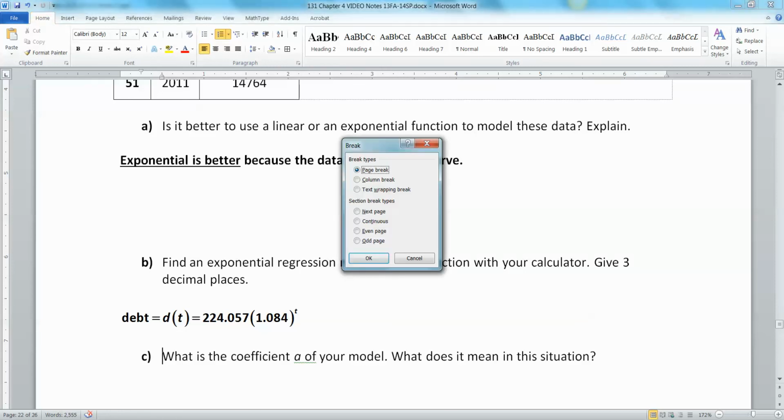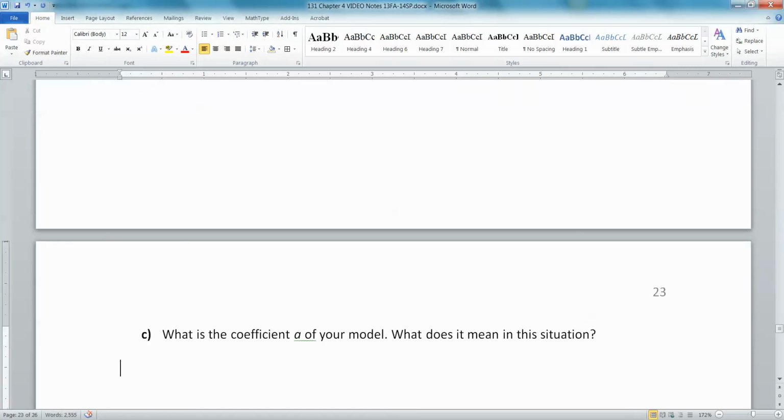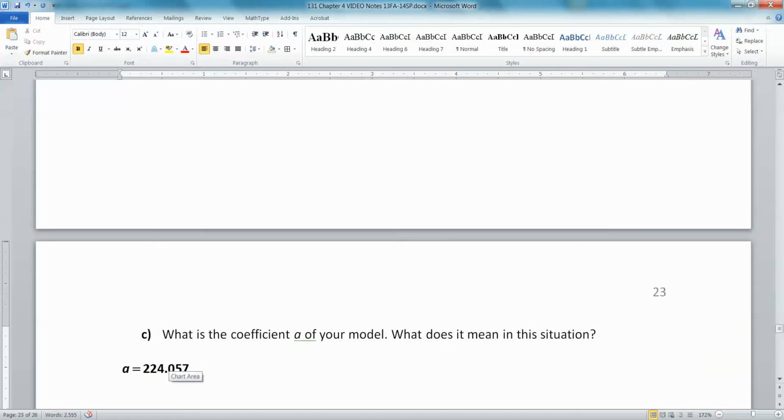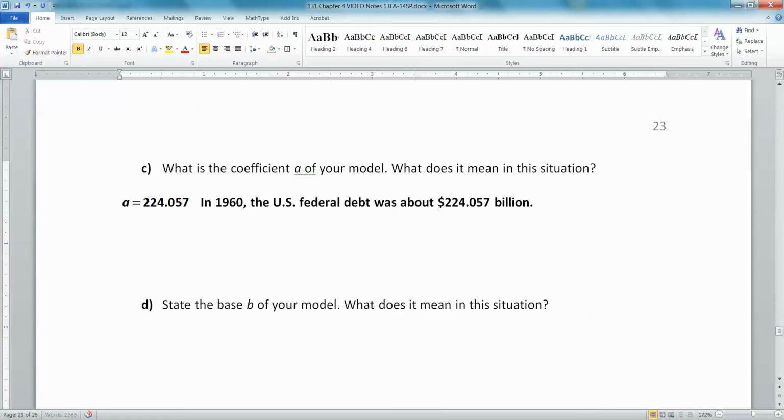All right, what was the coefficient and what does it mean? Well, it was 224.057, right? So A equals 224.057. What does it mean about the U.S. federal debt? In 1960, the U.S. federal debt was about $224.057 billion. 0.057. Sorry about that. Great. All right. That wasn't too bad.